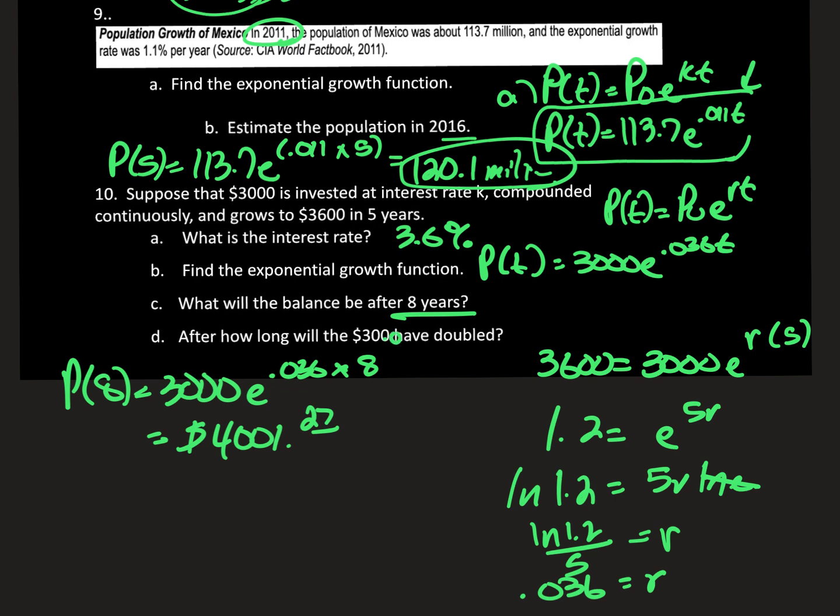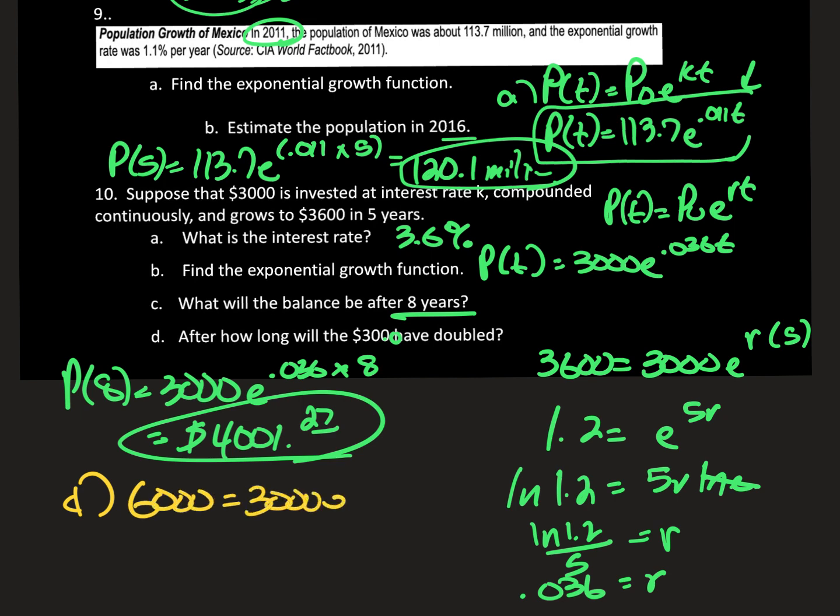And then part D, how long will it take to double it? So if you double 3,000, that's the answer to C. Let me change colors for D. To double 3,000 means you would end up with 6,000. That's going to be 3,000 e to the 0.036t, and I know all this is true. It's asking me how long. It's asking me for the time. So I'm going to solve this just like I solved the one over here. Divide by 3,000, that's 2.